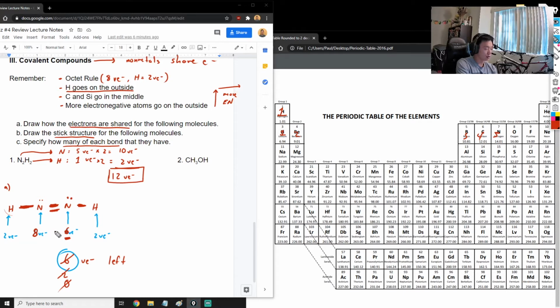If we put another line in between, both of these nitrogens have 8, because this nitrogen has 2, 4, 6, 8. This nitrogen has 2, 4, 6, 8. And there we go. Our structure is good to go. We have 8 electrons for both nitrogens, and we have 2 for both hydrogens. And we only use 12 total. We have 2, 4, 6, 8, 10, 12 valence electrons. So this is how the electrons are going to be shared.